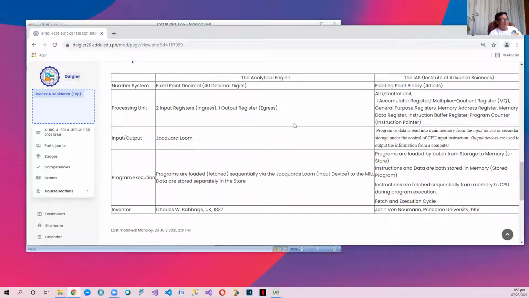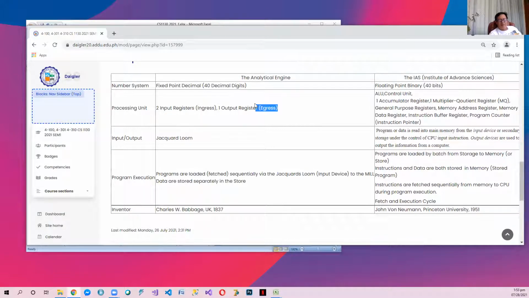Do you follow? Okay. So aside from that, it is a binary computer. It uses floating point arithmetic. In future sessions, we will describe what floating point binary representation is. And aside from that, it split the main control into 2 components. In the past, there was only one CPU.